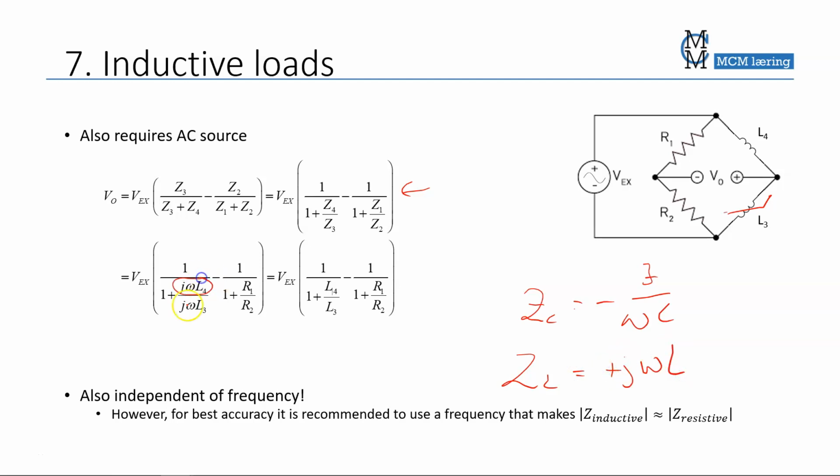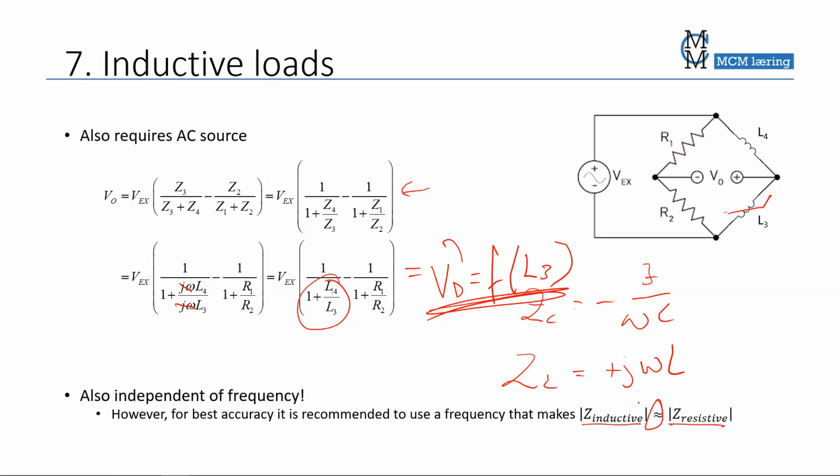So now it becomes J omega L over J omega L3. Remember that L3 is our sensor. J omega eliminates J omega, and we are left with this. And same here, V out is a function of L3. So V out is a function of our sensor L3. Again, we want to use the left hand side and right hand side somewhat similar in impedance, but not necessarily exactly the same, in order to get some sort of balance in the circuit.